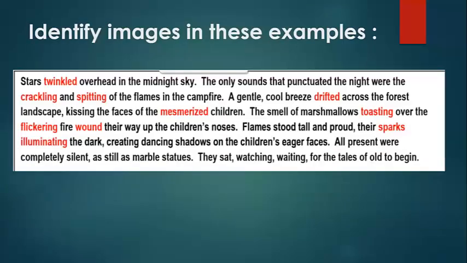Okay, identify images in these examples. Hit the chat box and identify what are the images in this paragraph. Quickly, please. Each one of you identify even one image. When you find an image, tell me which image it is and which sense it appeals to. Okay, we'll give you 3 minutes to send the images you find in the chat box. You have 3 minutes from now on. Start.